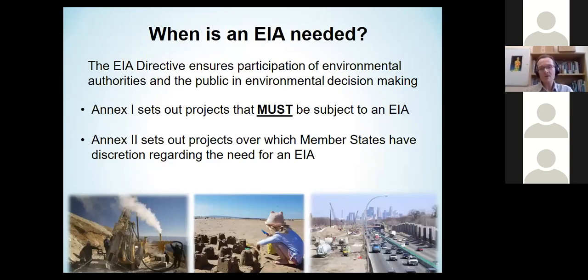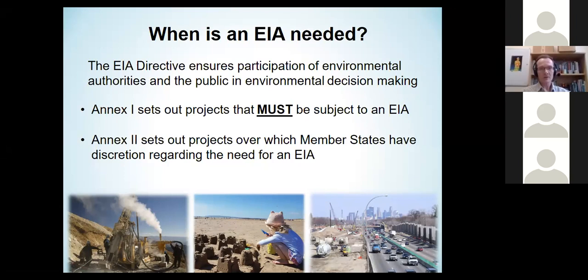Okay, so the big question then is, when do we have to do an environmental impact assessment and when don't we have to do one? It's not for any kind of process or development project, but only for certain types. In Europe, the EIA directive I just showed you spells out which projects must have an EIA and which projects can have an EIA done if the local authority deems it necessary. And there will be equivalents to this in all of your jurisdictions.